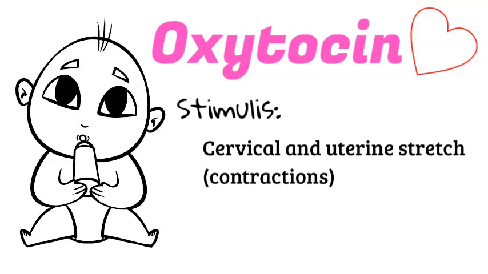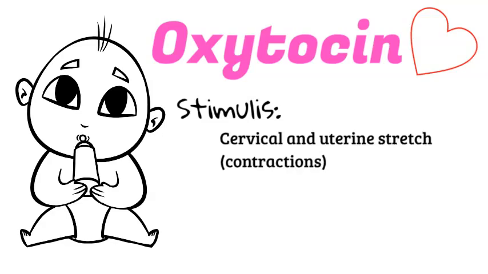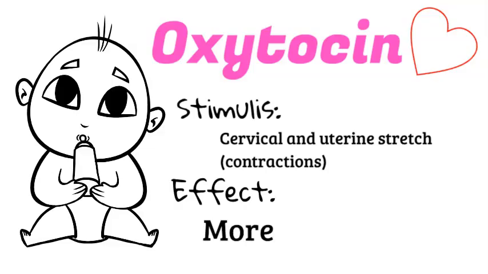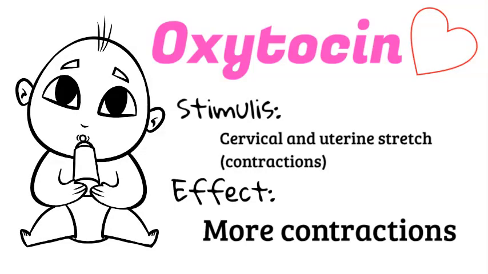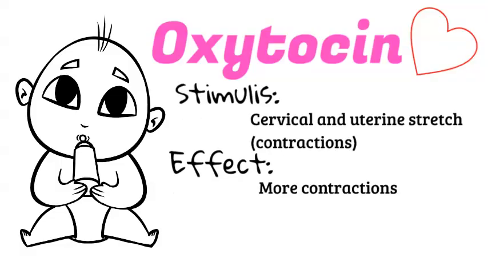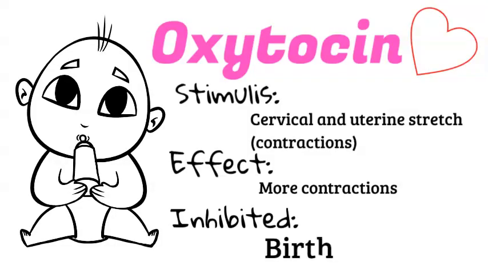So stimulus, cervical and uterine stretching, so contraction. So you go into labor. These contractions then cause you to have more contractions. So the effect of oxytocin is increased contractions. This is positive feedback. So you have contractions, which causes you to release oxytocin, which causes you to have contractions, which causes you to release oxytocin, which causes you to have more contractions. All of this continues until you give birth.